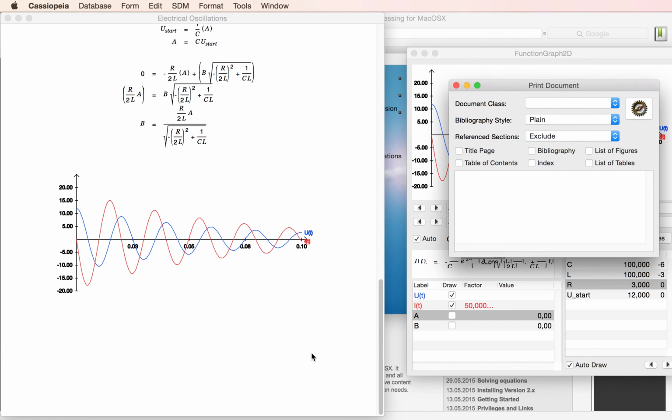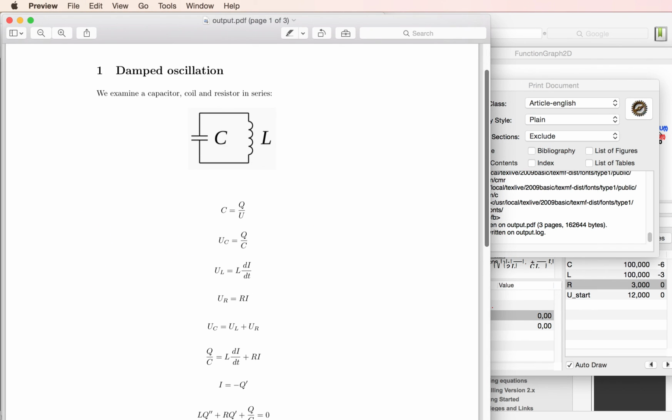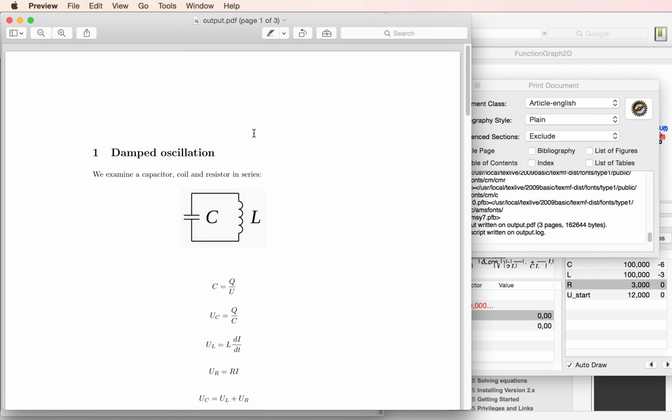Let's generate a PDF for this document. And here we have a printable documentation of our problem.